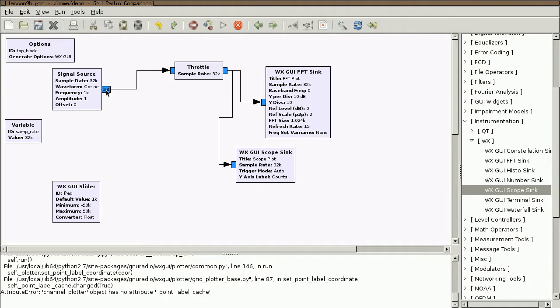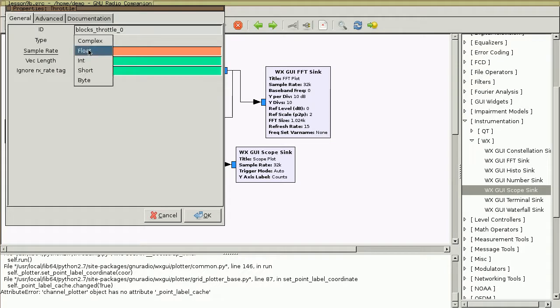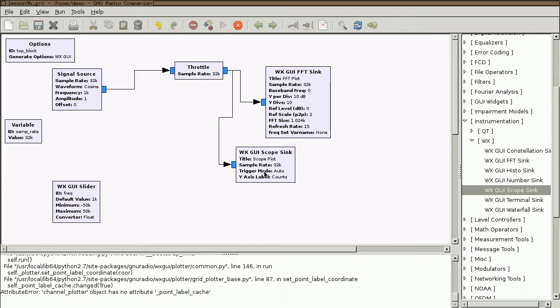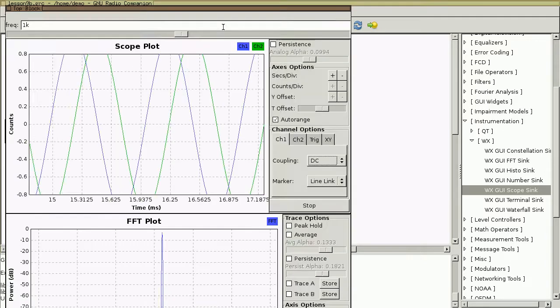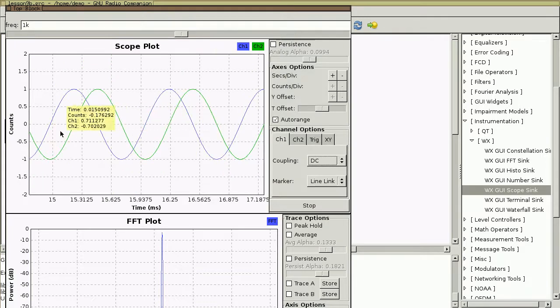It has to do with the fact that all of these data types are blue. You can see that every single block in this flow graph is set to use the complex data type. So if we're pumping a complex number into a scope sink, then we should actually see a real part and an imaginary part. And what we see here in the scope plot is the real part in blue and the imaginary part in green, called channel 1 and channel 2.